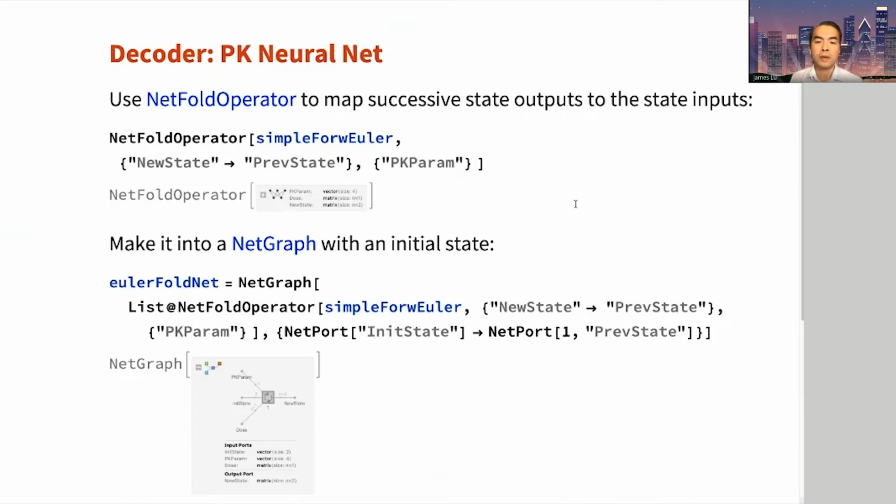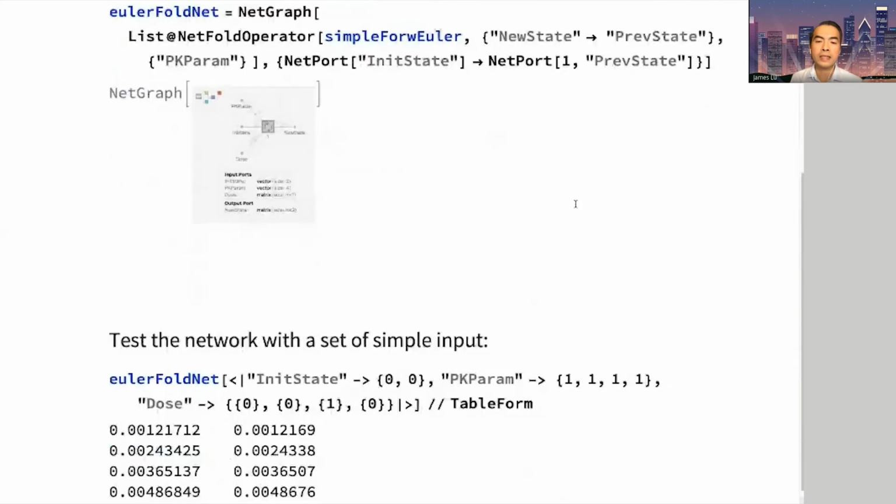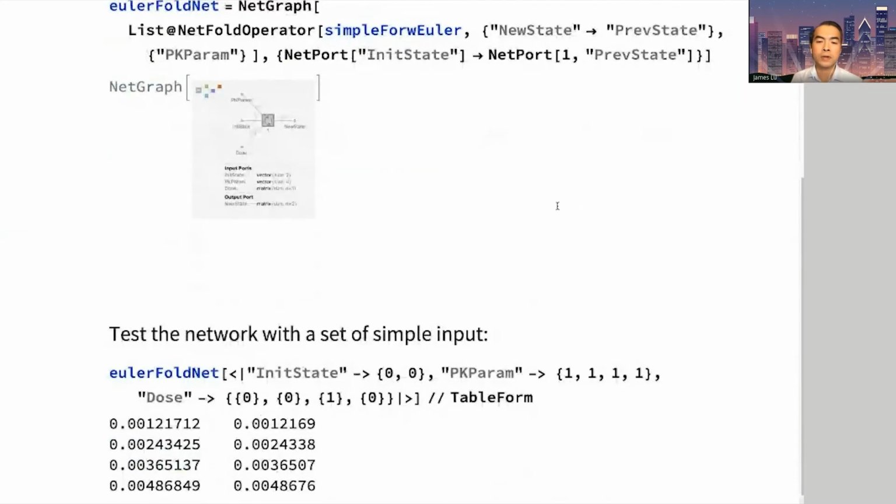Once we have built this model, we can very readily test this out on a simple set of inputs. In this example, I have taken an initial state of zeros and the PK parameter being a list of ones. And by using a set of 4 doses, 0, 0, 1, 0, this is the output we get, thereby showing that the network is performing as we would have expected.